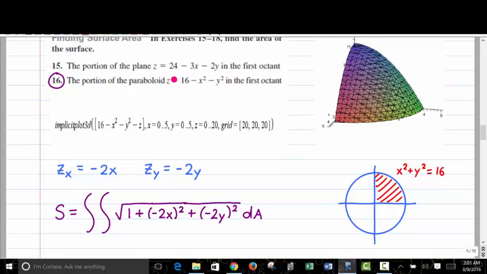So we take the partial derivatives, and z_x would be negative 2x, z_y would be negative 2y. This one certainly has a lot of potential to be done in polar form, so we'll see how that transpires. And let's see. So now you see I have the radical part set up before I worry about converting it.